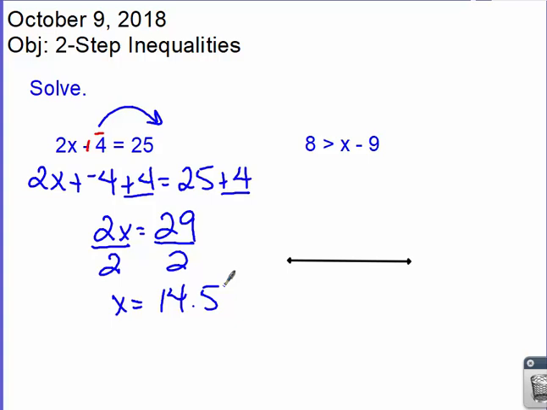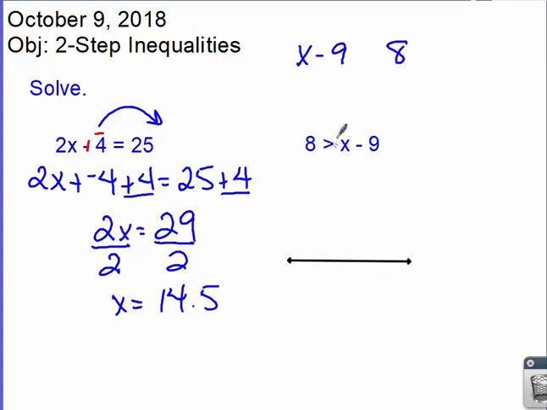Now let's look at the inequality. In this inequality, you'll notice that the letter's on the right-hand side, and some of you may not like that. It is okay if you want to flip it, and that's okay. I'm going to leave it the way it is, but this is what you would do if you wanted to flip it. You would take the x minus 9, and you would write it down. You would take the 8, and you would write it down.